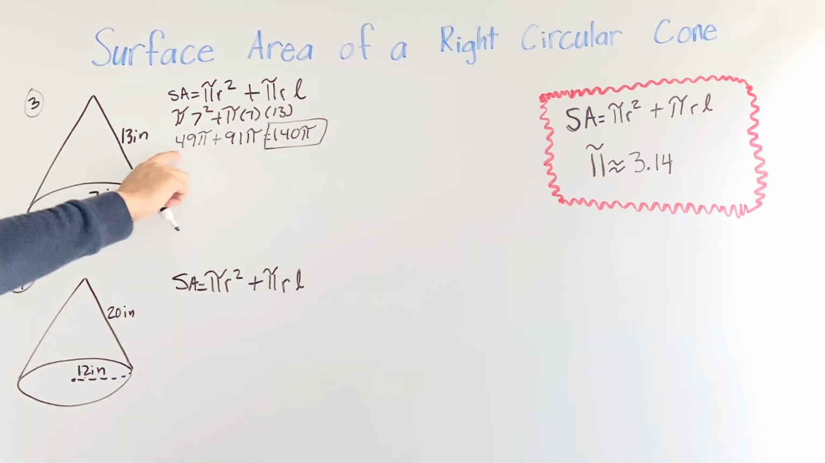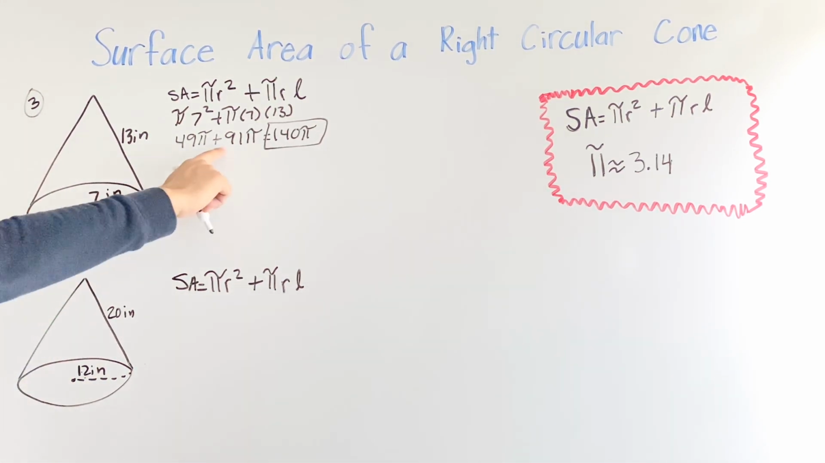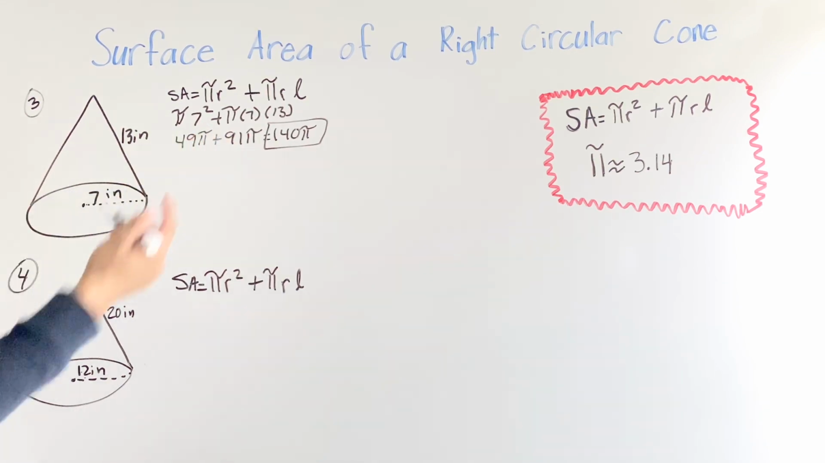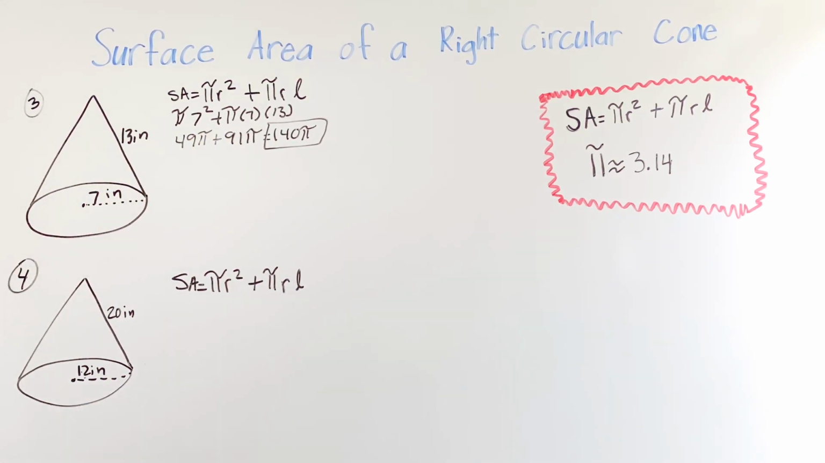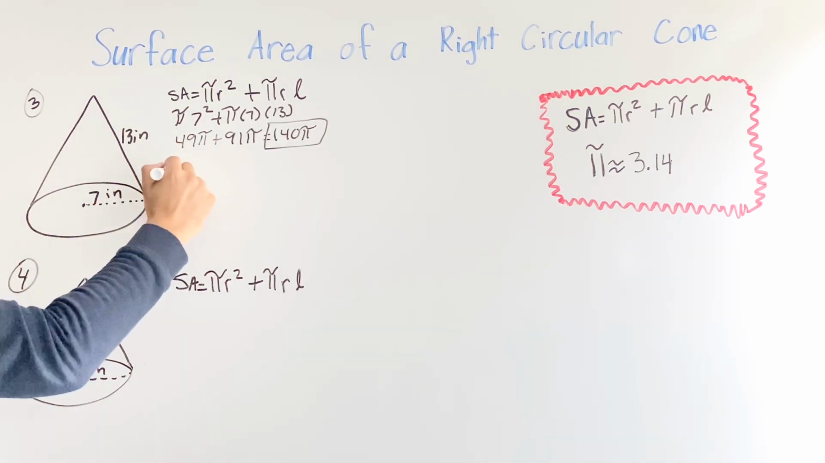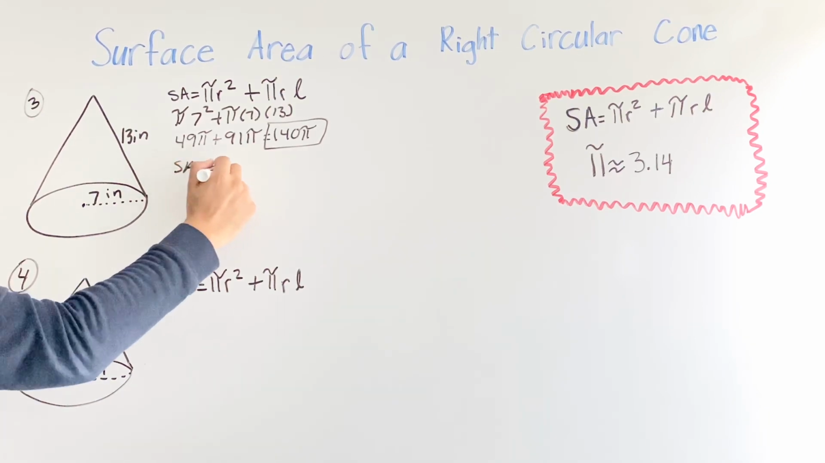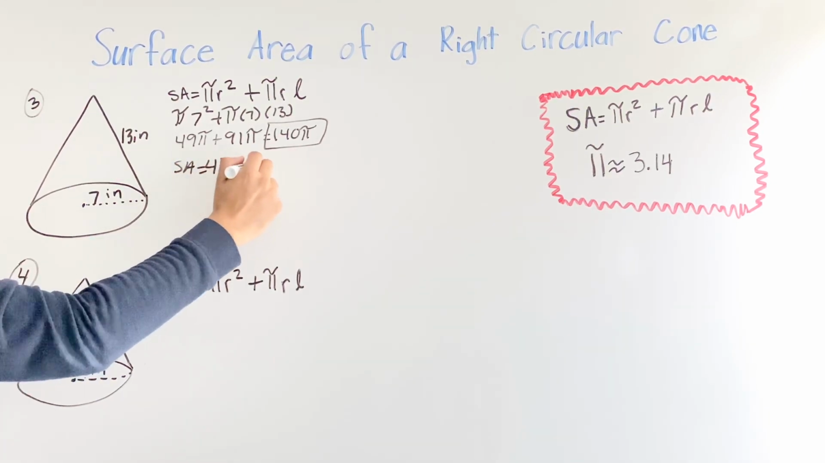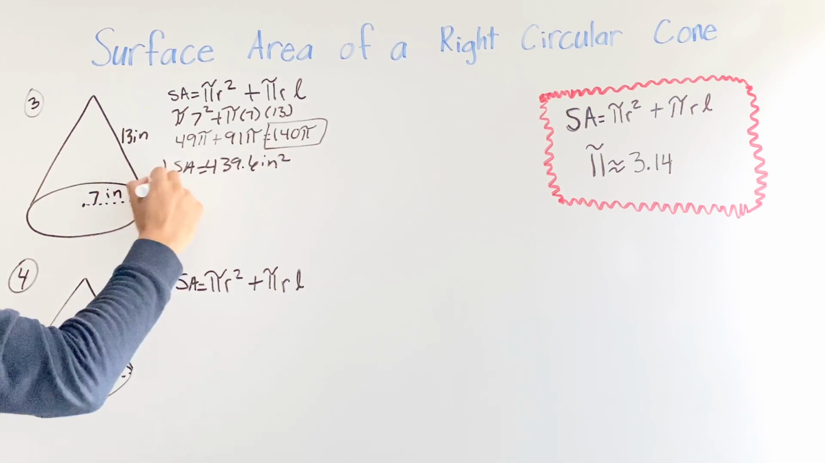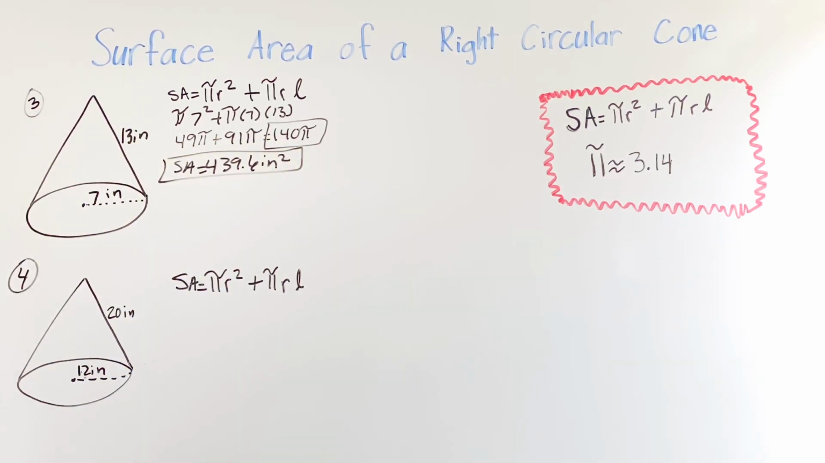multiply this right here, and then we're going to multiply 91 times 3.14. And then we're going to add all that. When we do all that, our answer is going to be 439.6 inches squared. Okay?